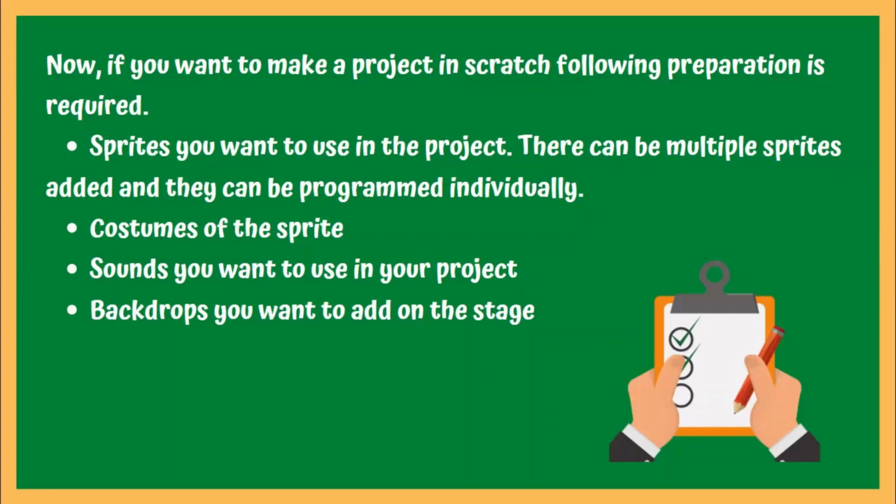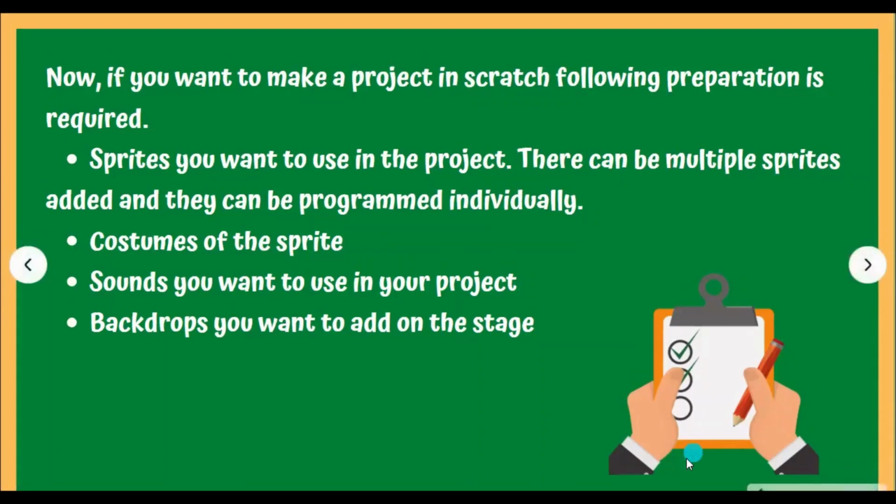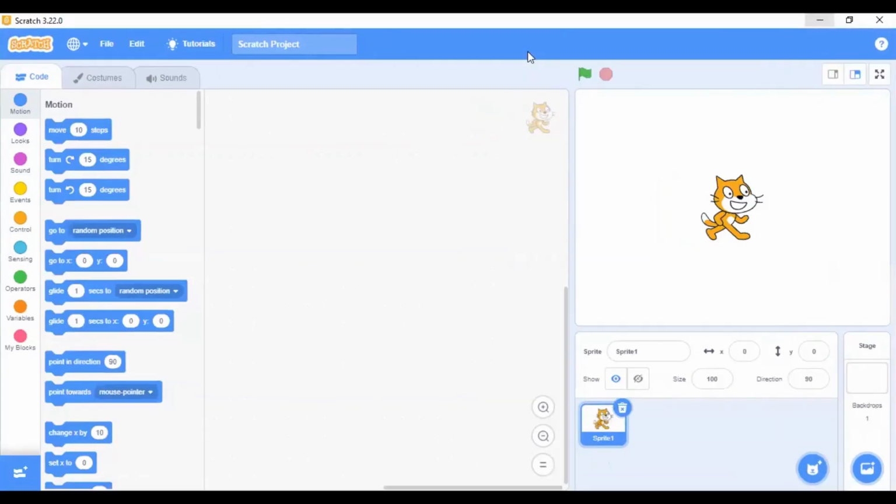So let's get started. Let's open our Scratch editor. When you launch the Scratch editor, it will always open this way. Let's first see how you can add a sprite to your project. Sprite 1 is the default sprite when you open your Scratch editor. You can also delete this sprite by clicking on the bin button.